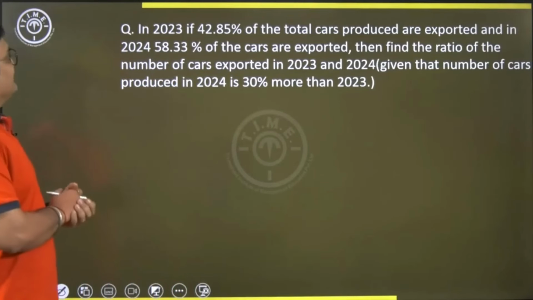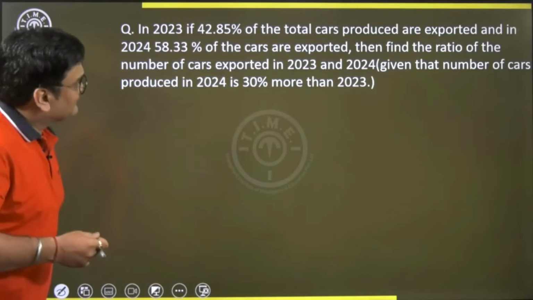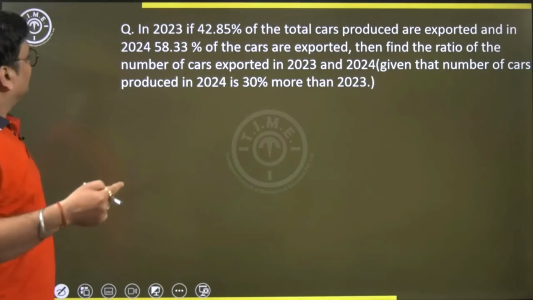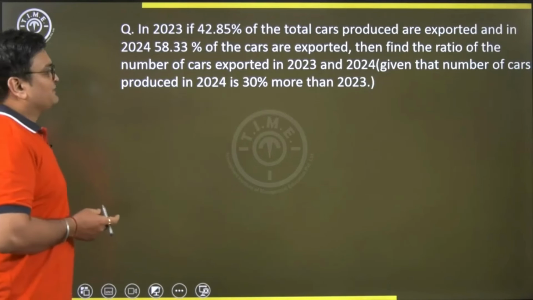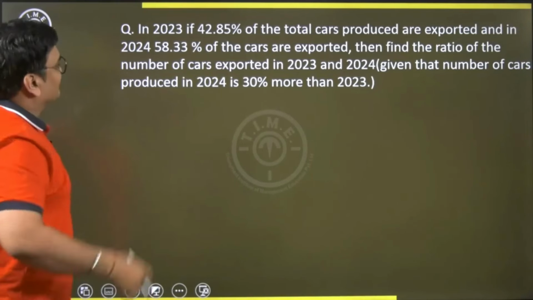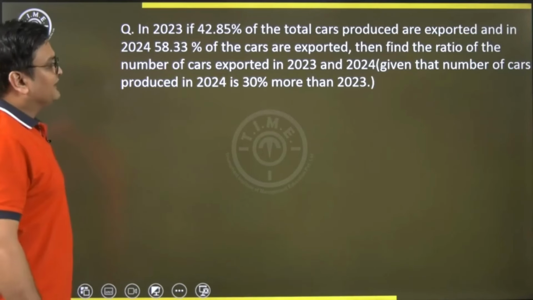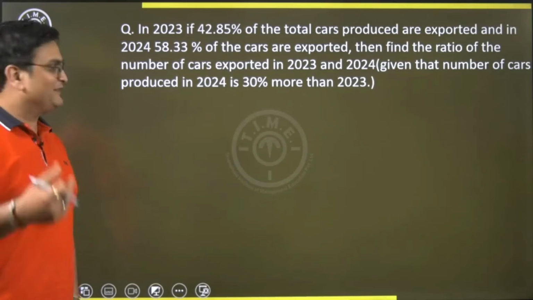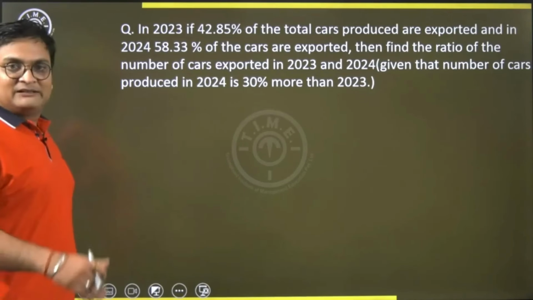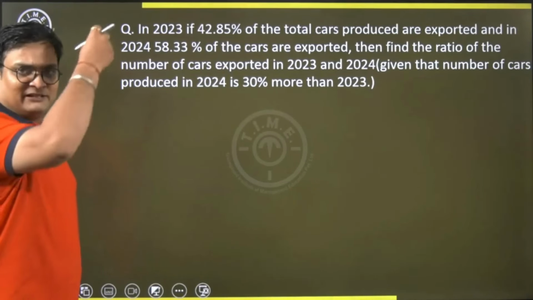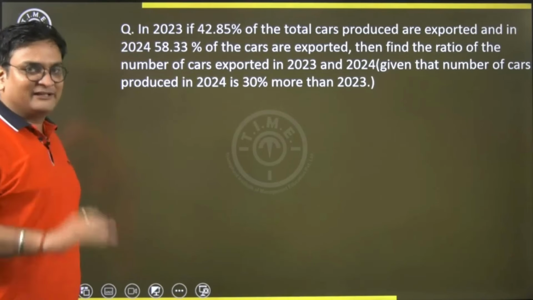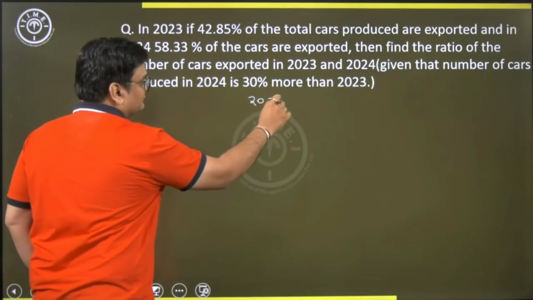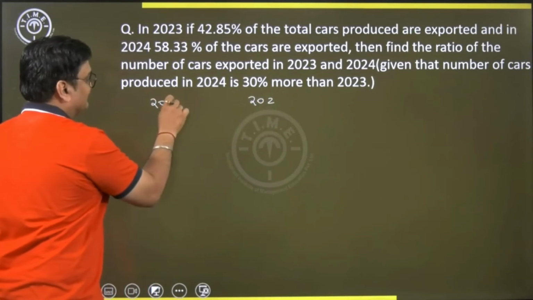Let's look at this. In 2023, if 42.85% of total cars produced are exported, and in 2024, next year, 58.33% of the cars are exported, then find the ratio of number of cars exported in the 2 years, given that number of cars produced in 2024 is 30% more than 2023. So much data. But if you have good grip over percentages, this question can be solved in less than a minute. Let's see how.